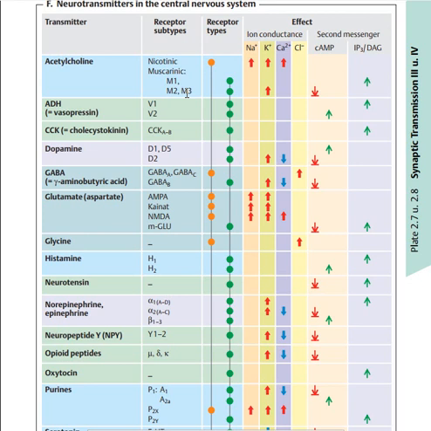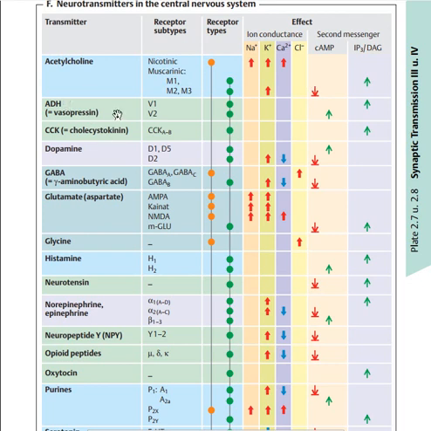Then we have M2 and M3. M2 and M3 function as metabotropic receptors, and they function by increasing potassium ion channel conductance. The secondary messenger involved here is an inhibition of the adenylate cyclase, that is, prevention of cAMP production.